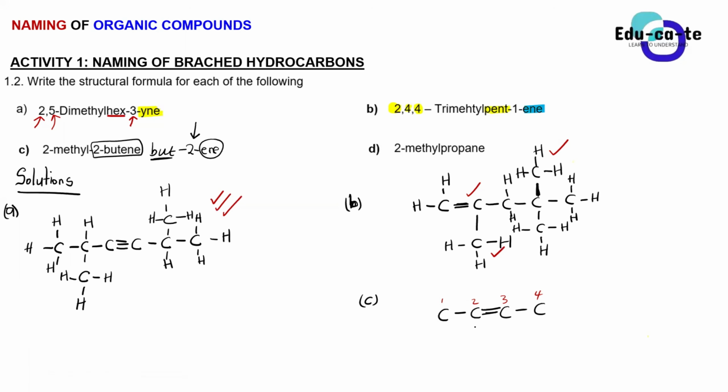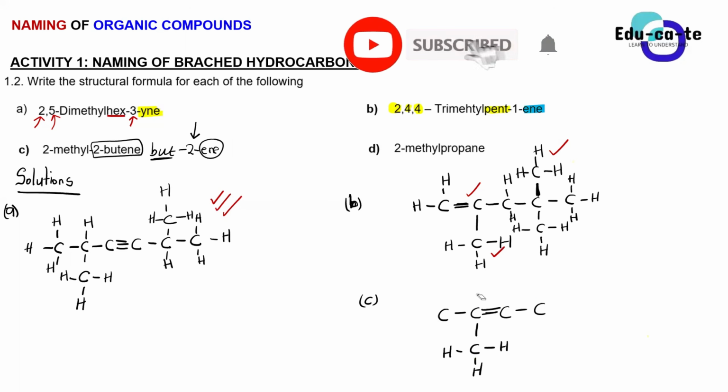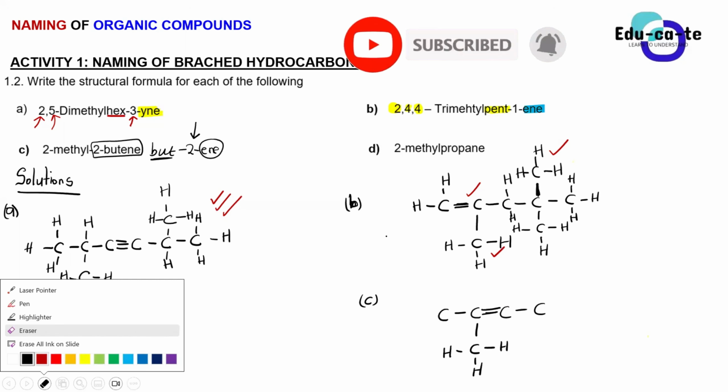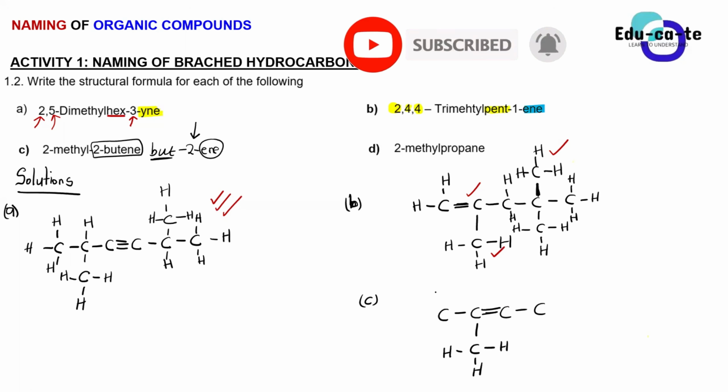Okay, you add your methyl on the second carbon because it says 2 methyl, right? So on the second carbon, you must have a carbon that is bonded to 3 hydrogens. That's a methyl group. And then what else? What follows after this? On carbon 1, you're going to put 3 hydrogens. Why is that? Because it will then have 4 bonds. Yes, okay. And then on carbon 2, what next?